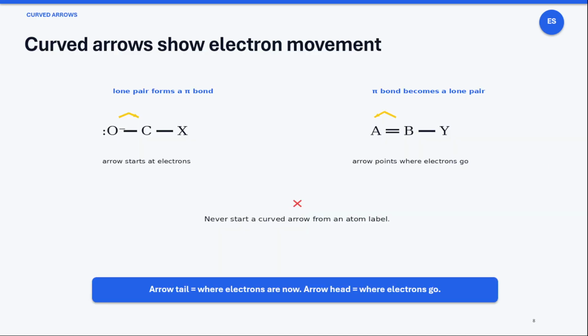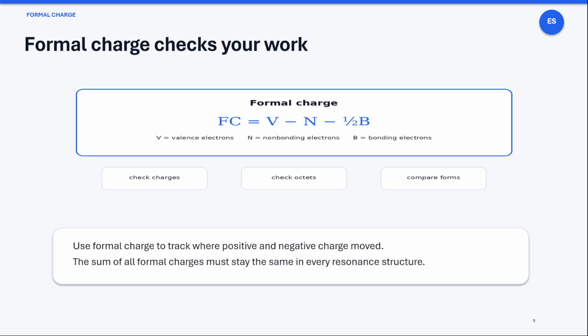Slide 8. Curved arrows show where electrons move. The tail of the arrow starts where the electrons are right now. The head of the arrow points to where the electrons are going. If a lone pair becomes a pi bond, the arrow starts at the lone pair and points between the atoms where the new pi bond forms. If a pi bond becomes a lone pair, the arrow starts at the pi bond and points to the atom receiving the electrons. A common mistake is starting the arrow from an atom label. Arrows do not start at atoms. They start at electrons. Always ask, where are the electrons now and where are they going?